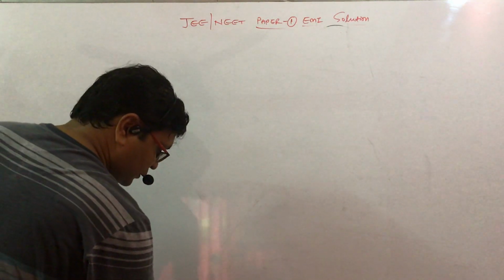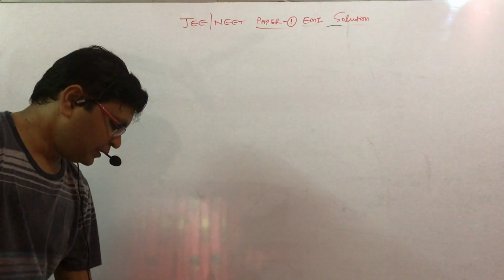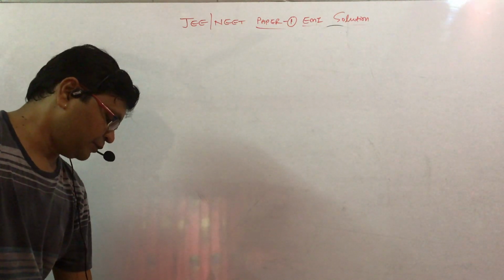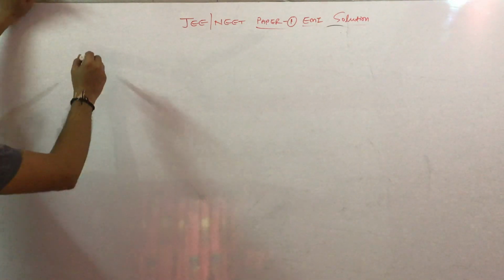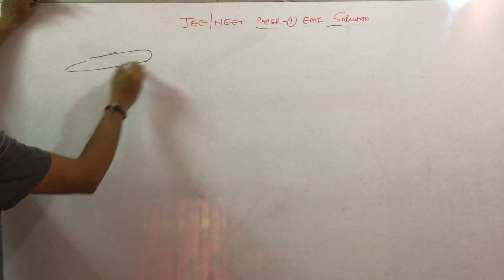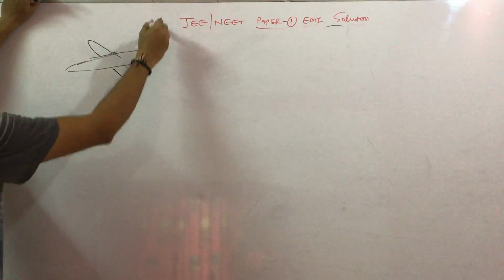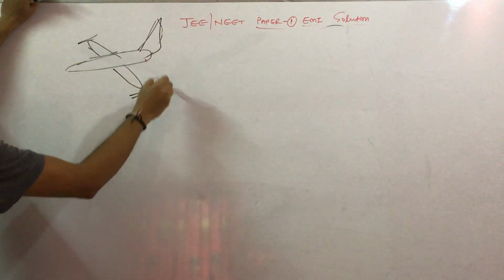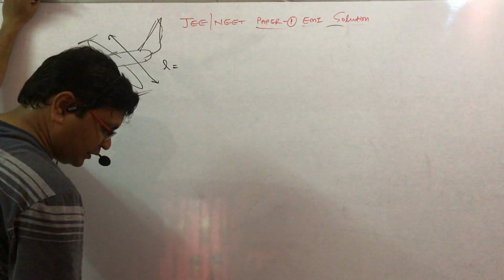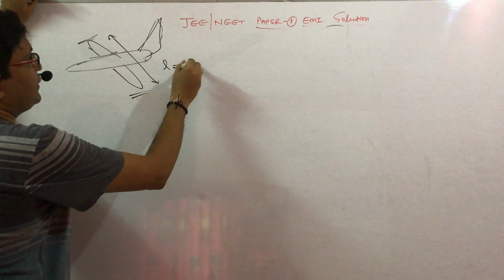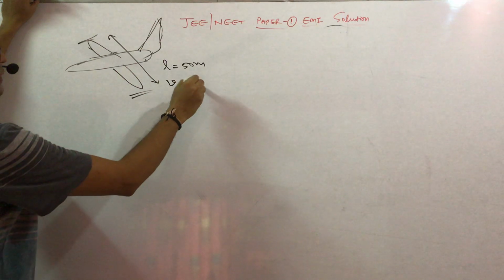Okay, question number 5. The distance between the extreme points of two wings of an aeroplane is 50 meter, and it is flying at a speed of 360 km per hour. This extreme distance is already given, it is 50 meters. And this plane is already moving with a speed of 360 kilometer per hour.